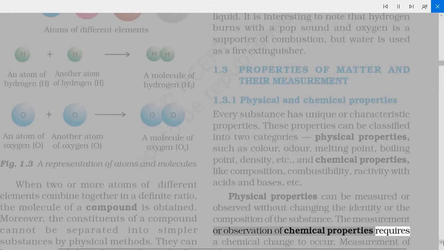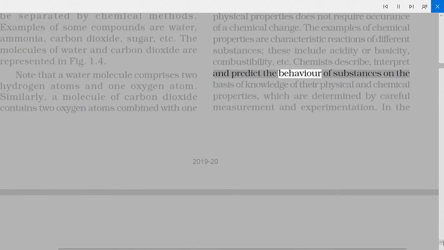Measurement of physical properties does not require occurrence of a chemical change. The examples of chemical properties are characteristic reactions of different substances. These include acidity or basicity, combustibility, etc. Chemists describe, interpret and predict the behavior of substances on the basis of knowledge of their physical and chemical properties, which are determined by careful measurement and experimentation.